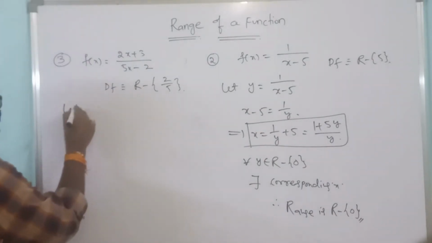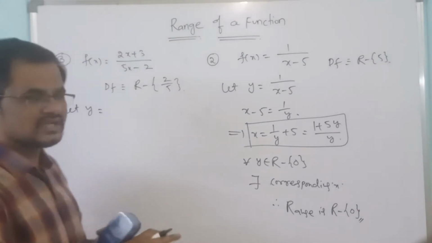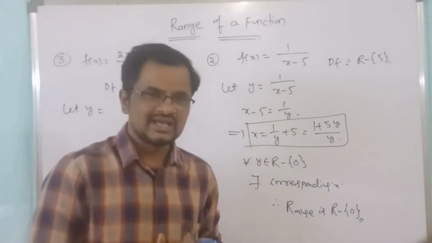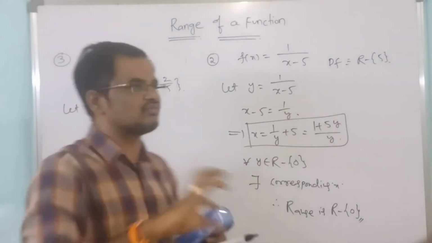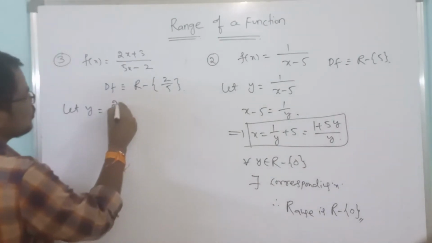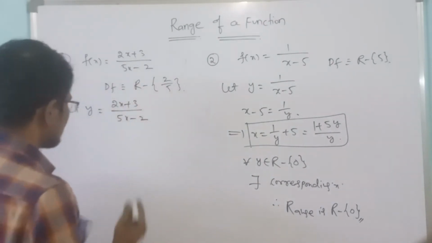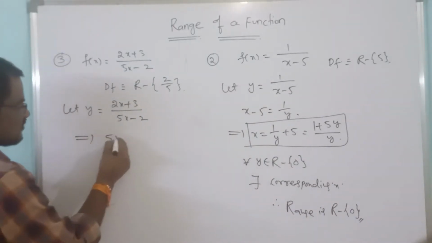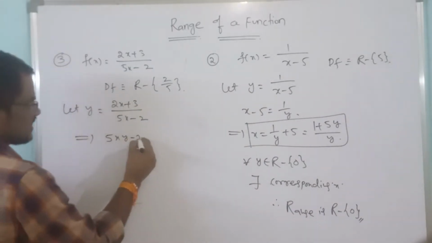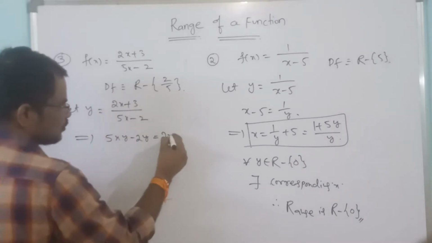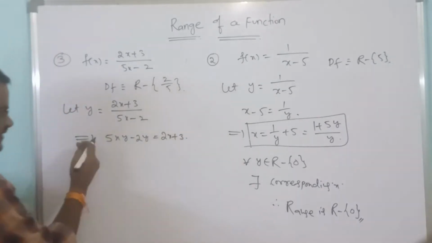Now here also write let y equal to the given function and find x in terms of y. That is y equal to (2x plus 3) divided by (5x minus 2). That implies, by cross multiplication, 5xy minus 2y equal to 2x plus 3. So all these x terms we take to this side.